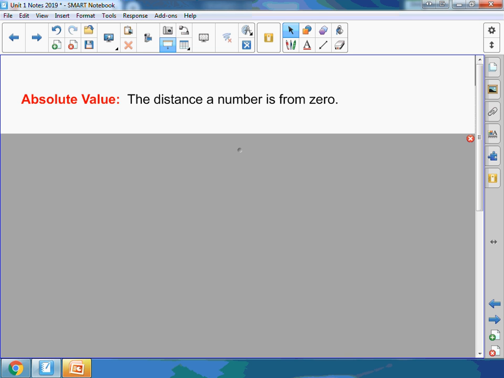The notation for absolute value are those two vertical bars that you see. Some people mistake those for parentheses. They're not parentheses. They're telling you that they want you to measure a number's distance from 0. So it'll be a vertical bar and then a number inside of it, followed by another vertical bar. There we go.